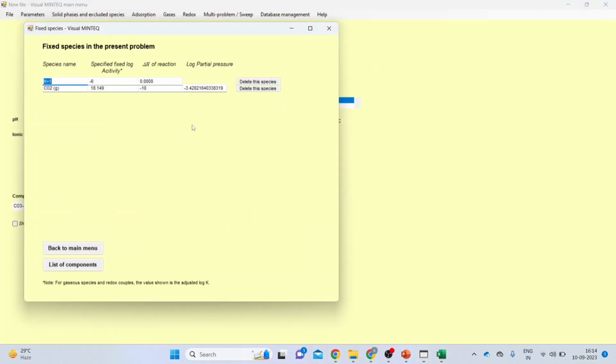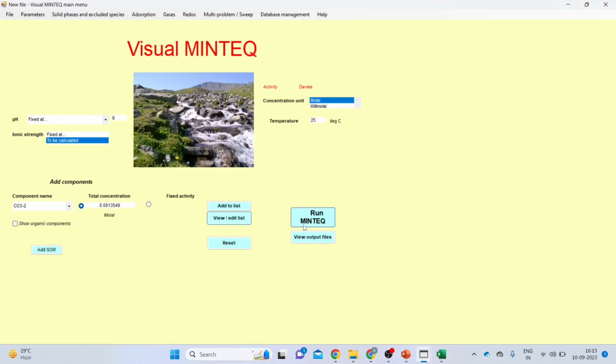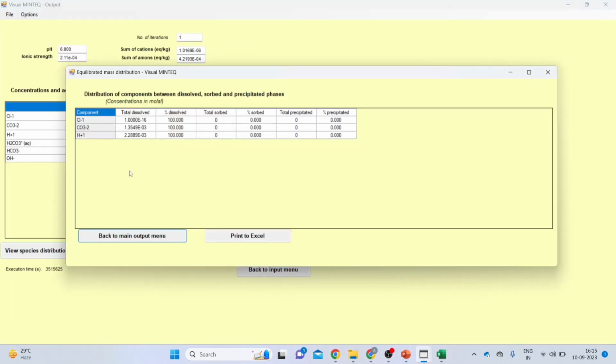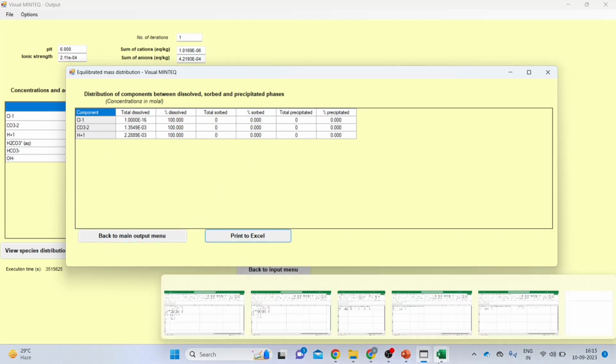Okay, I have not removed the CO2 gas. That's why I'm not getting the correct concentration, because in the second part it was written that we are adding H2SO4, but the system is closed now. So I have just run on the previous one. So I'm going to delete this species, and then going to run the mintake. So this is the overall distribution of the components. So now I'm going to print it to Excel.